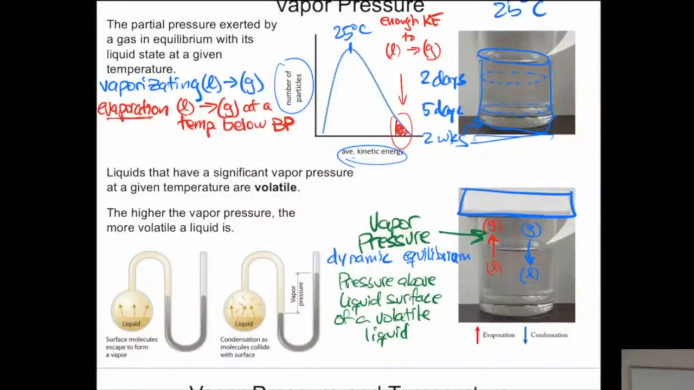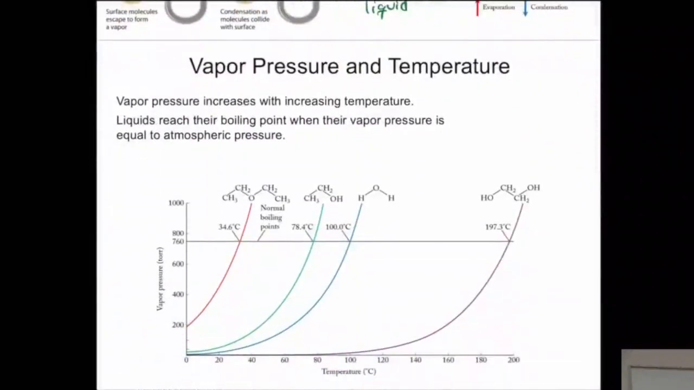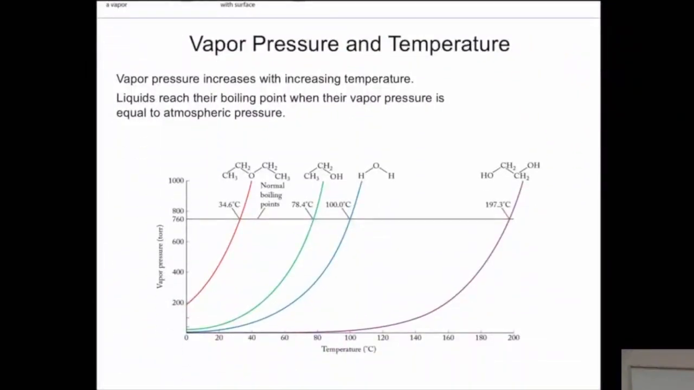Okay, so that's a much more detailed explanation of what vapor pressure is. That was a nice logical synthesis here, so let me highlight that for you. Understand what vapor pressure is, because now we're going to start looking at it in even greater detail. So there is a relationship between the vapor pressure and the temperature. And that's what's shown in this diagram from the textbook.